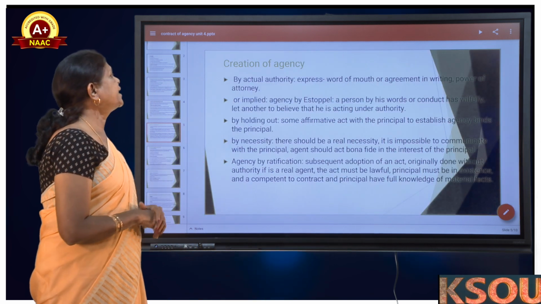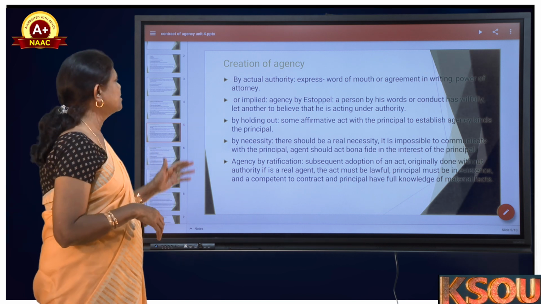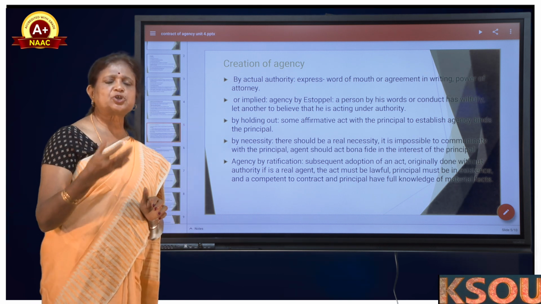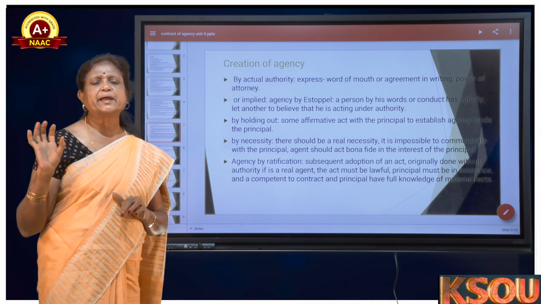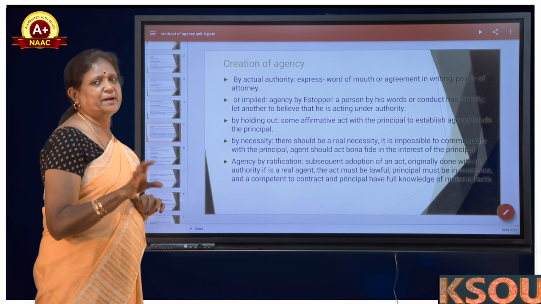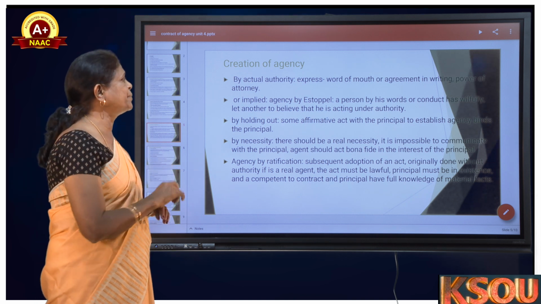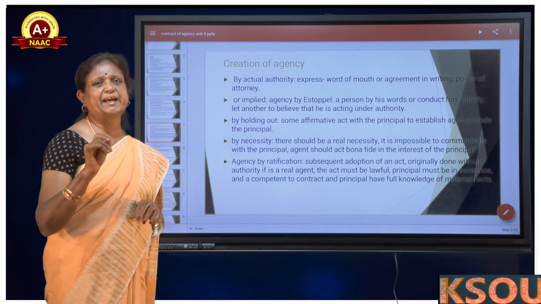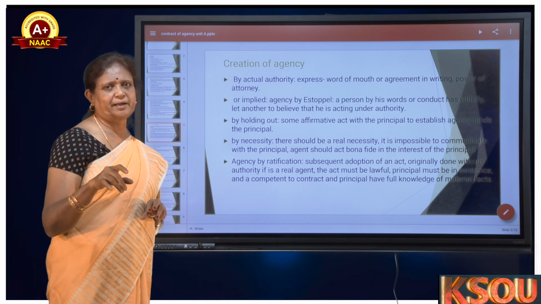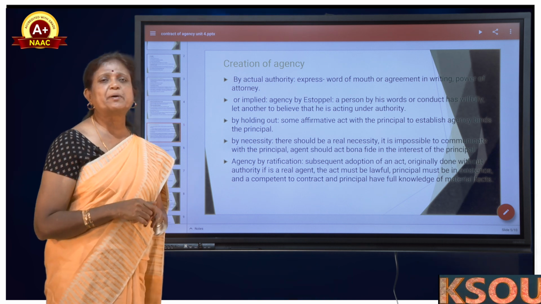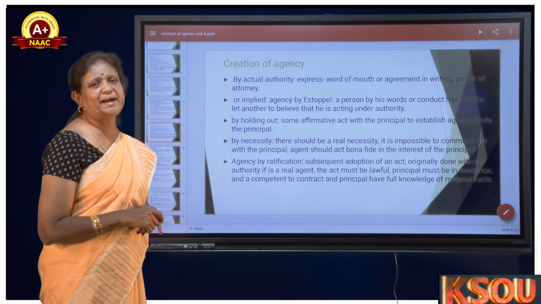And next is the creation of agency. How can a principal appoint an agent to do his business? First, by actual authority. Actual authority means it may be express, through words or in a written agreement. Normally all business transactions with respect to a contract of agency are in writing, by an agreement. It is a deed of agreement. The agency can be created, or by giving a power of attorney. Power of attorney may be a general power of attorney or a special power of attorney. And secondly, by implied agency.